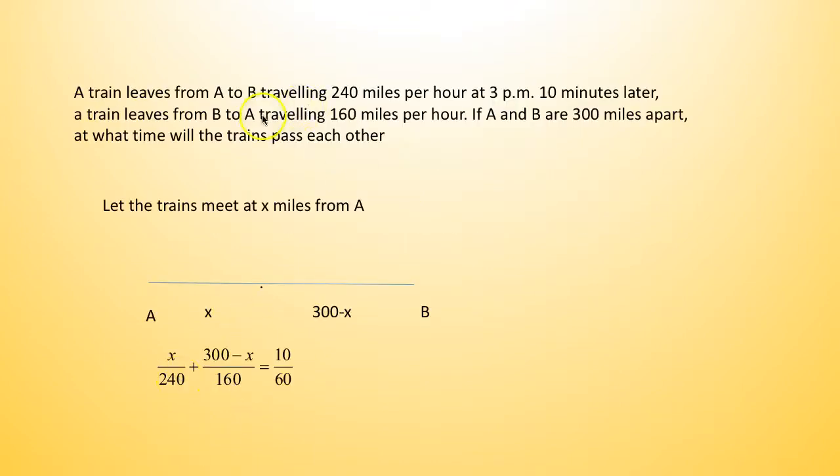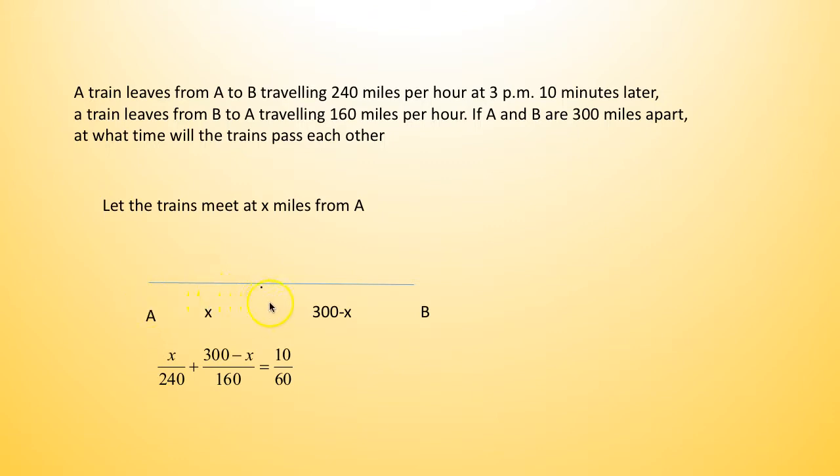A train leaves from A to B, traveling 240 miles per hour at 3 p.m. 10 minutes later, a train leaves from B to A, traveling 160 miles per hour. If A and B are 300 miles apart, at what time will the trains pass each other?